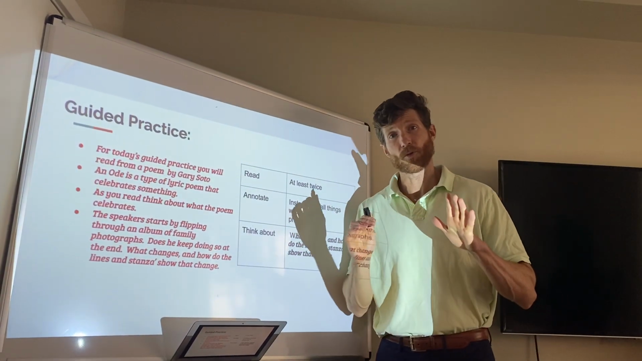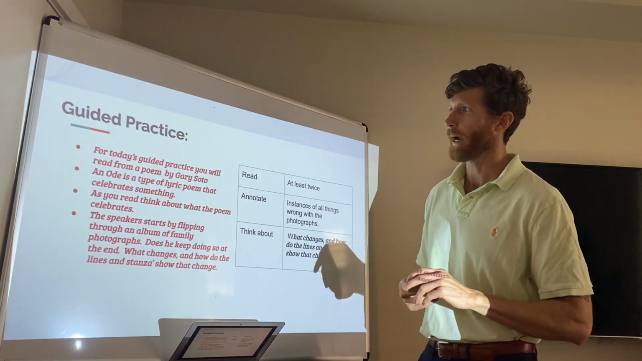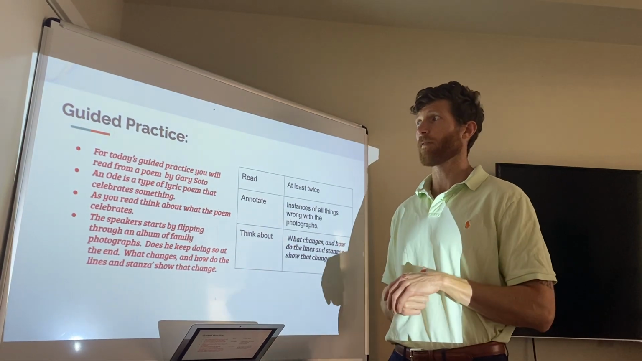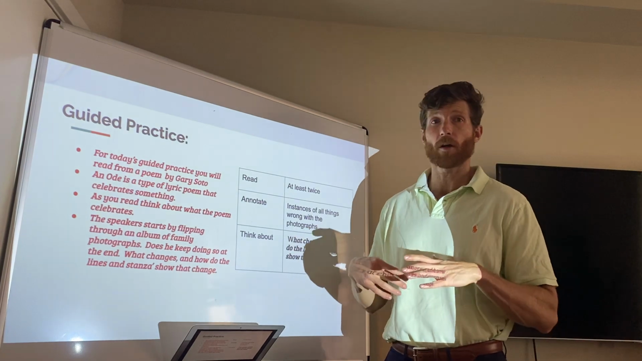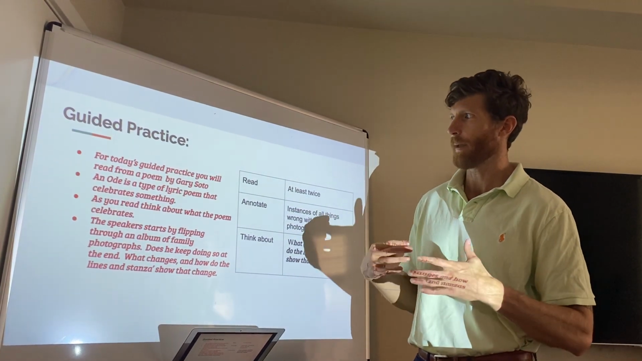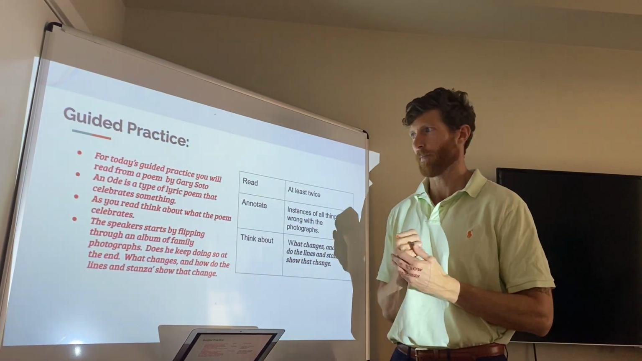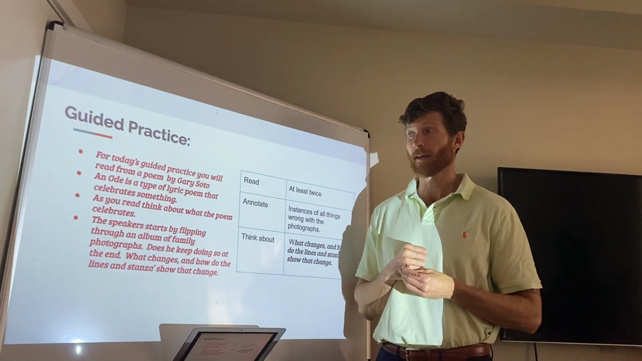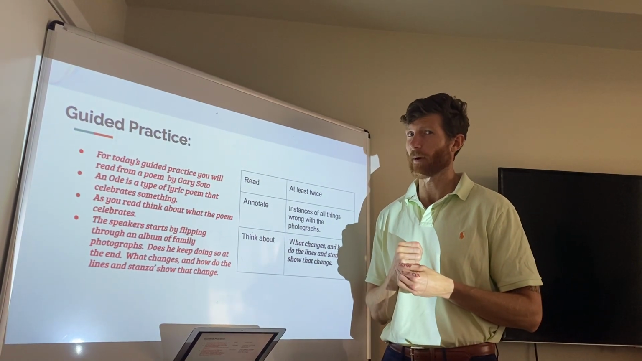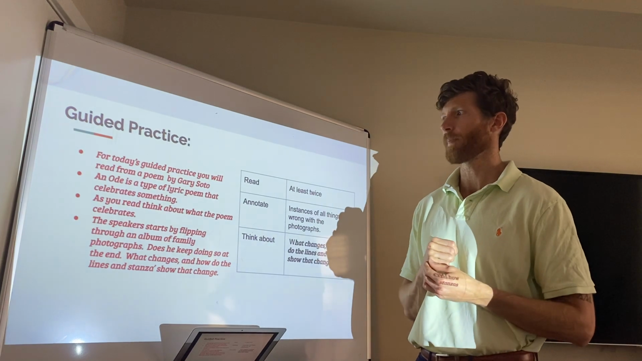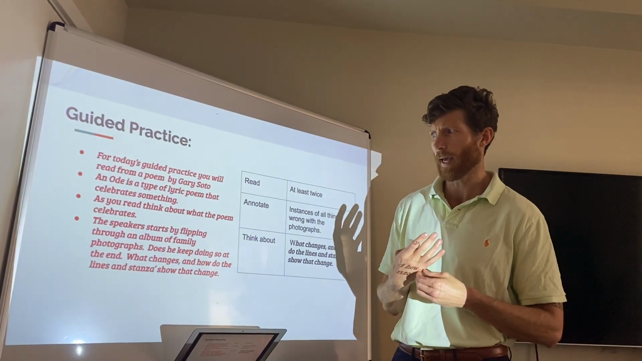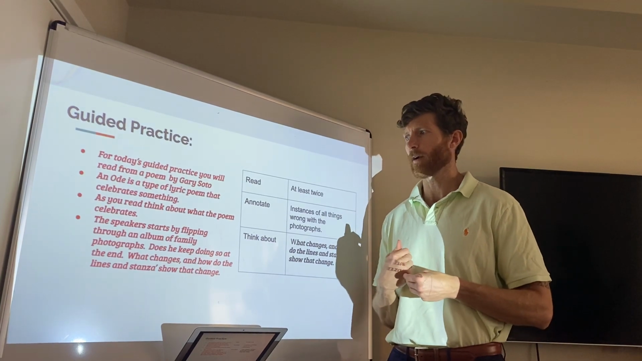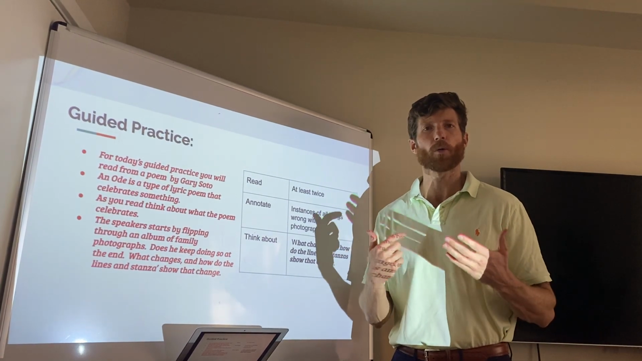And that brings us to guided practice for today. All right, so for today's guided practice, you will read from a poem by Gary Soto. This is called An Ode to My Family. It's a type of lyric poem that celebrates something. As you read, think about what the poem celebrates. The speaker starts by flipping through an album of family photographs. Does he keep doing so at the end? What changes, and how do the lines and stanzas show the change?